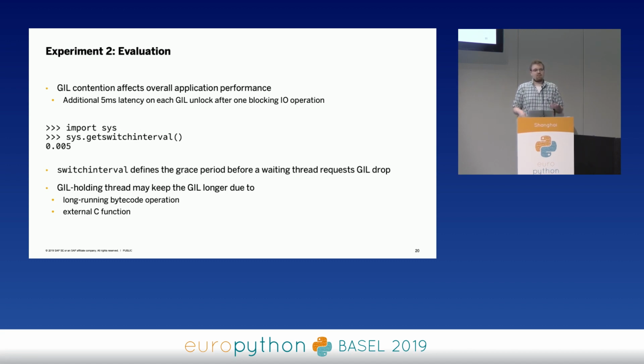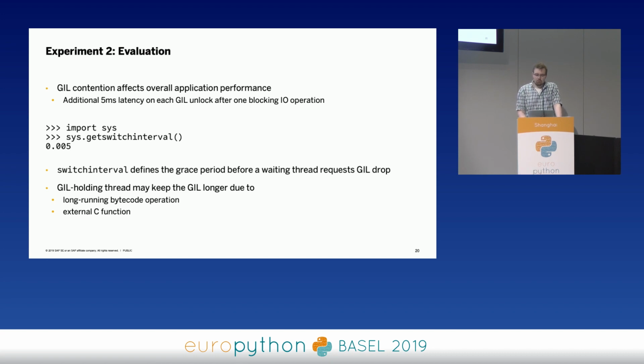That means this can add additional latency if you only have Python instructions. Then you will basically always get the stable latency of around 5 milliseconds. The problem is a thread holding the GIL can also hold it even longer than these 5 milliseconds, because some bytecode operations take longer, or you're calling out into external C functions, which actually don't know anything about the GIL and also don't release the GIL.